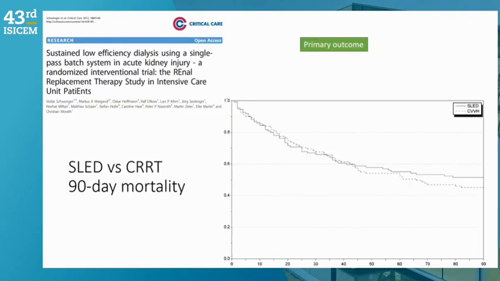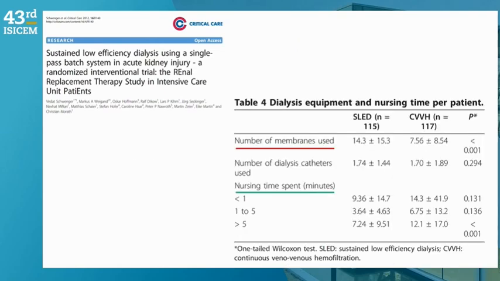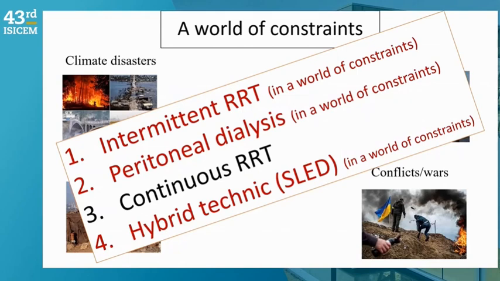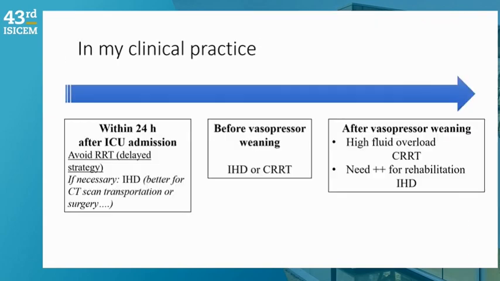And there is no difference here again in terms of mortality, if you want to compare SLED, for example, which is a real hybrid therapy, and CRRT. And the nursing time spent in the unit is less with SLED. This is probably very important. And for this reason, in a world of constraints, we can use intermittent, peritoneal dialysis, and hybrid techniques.